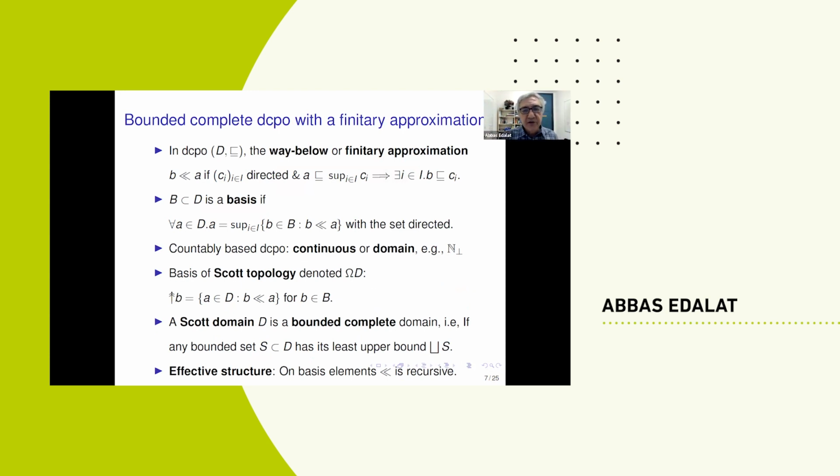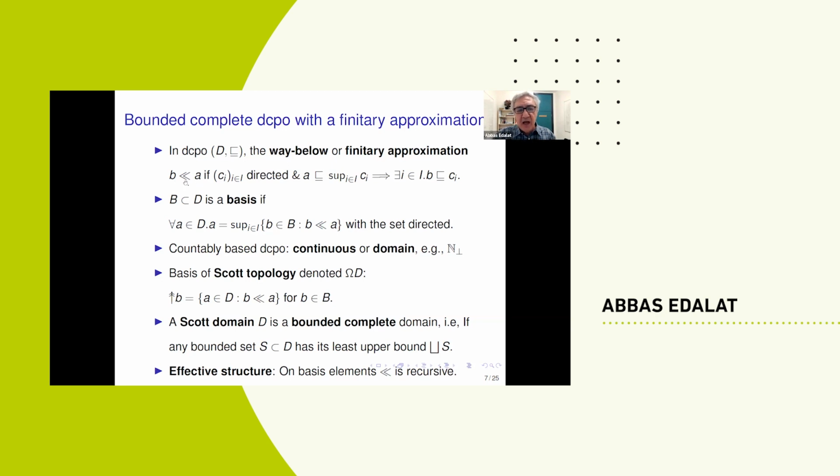So a bounded complete DCPO with a finite tree approximation. So in a directed complete partial order, we've got a set together with a partial order, and the set is directed complete. So any directed set has got a supremum or least upper bound. So the way below relation, famously defined by Dana Scott, or the finite approximation of an element B to another element A, is defined as follows.